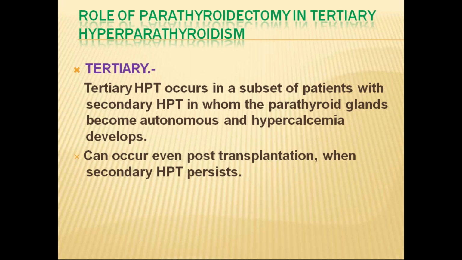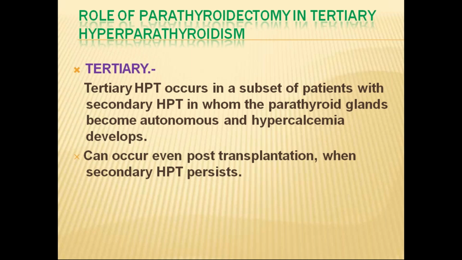If you save the left gland, you make it into pieces and implant into the left sternocleidomastoid, or to the left forearm in the brachioradialis muscle. Remember this: sternocleidomastoid and the brachioradialis muscle.